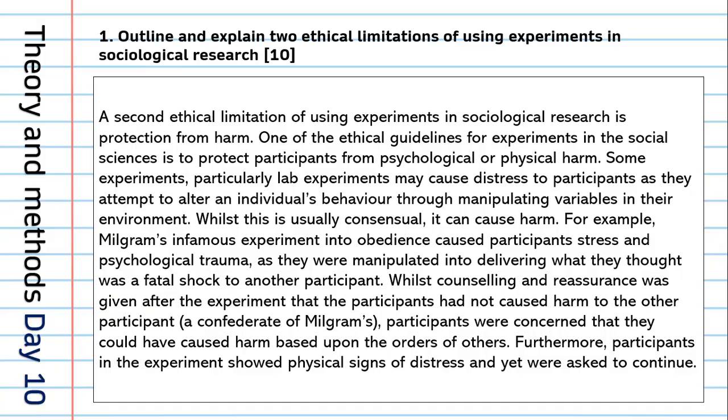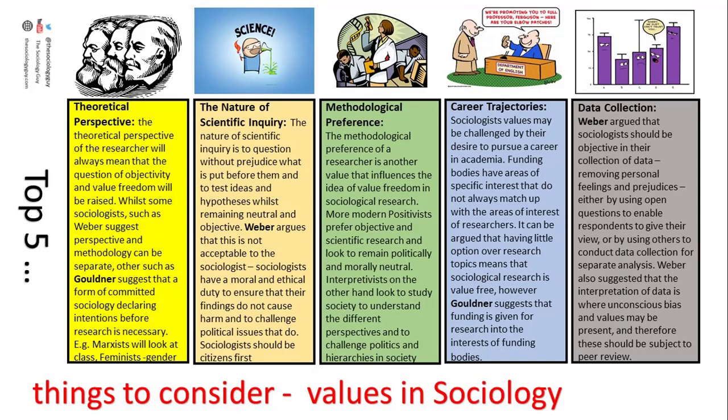The second question we looked at was values in sociology. Five values I've put here, the top 5 values on the sheet that I sent out. The theoretical perspective and how that might influence the choice of a topic. So, for example, Marxists will always pick topics that are linked into class inequality. Feminists will look at gender differences in society.